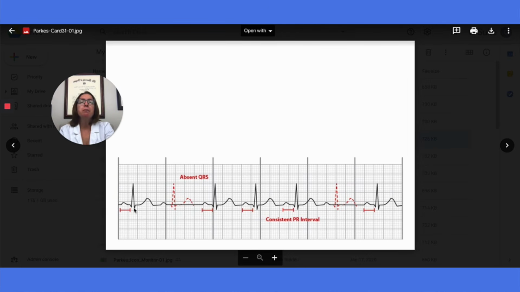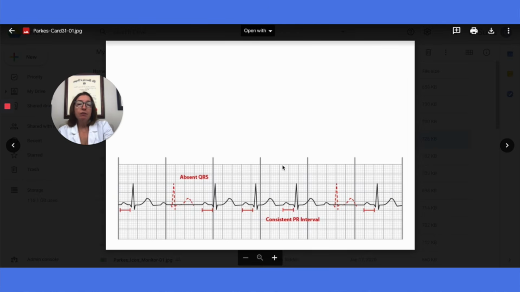In terms of the PR intervals on this type of strip, the PR intervals will be consistent. So they may be of normal duration, like under 0.2 seconds, or they may be prolonged. But the key thing with a second degree AV block type 2 is that they will be consistent across the strip, not getting longer and longer and longer like we saw with type 1. And then the big thing you'll notice here are these absent QRS complexes. They're just missing in parts of the strip.